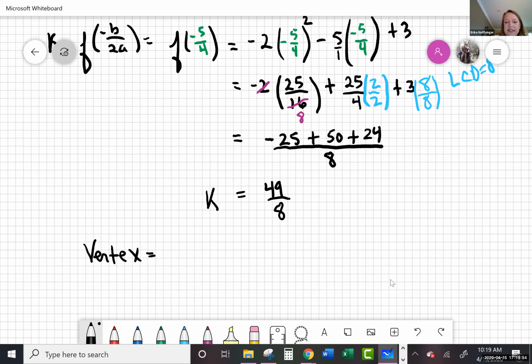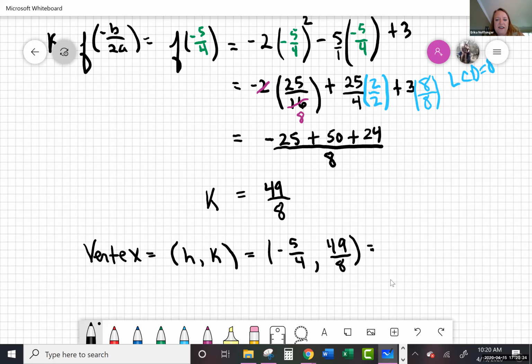So looking at this, I know my vertex is at (h, k). We just found that h above was -5/4. And plugging in -5/4 wherever we saw an x in our original function, we got 49/8. If I had to go and graph this, to me, it makes more sense to have that as a mixed number or as a decimal form.